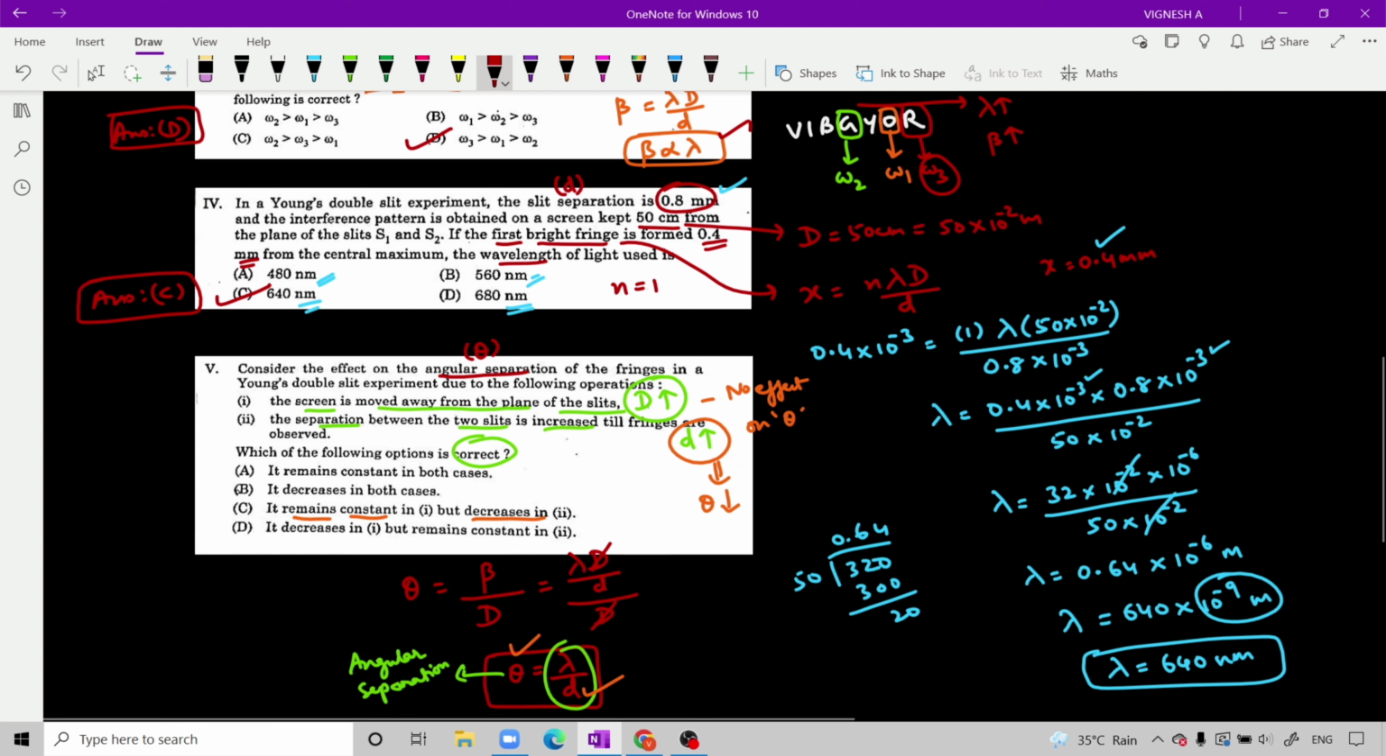So in the question the right answer is option C. Right. So that is all about the case study question.